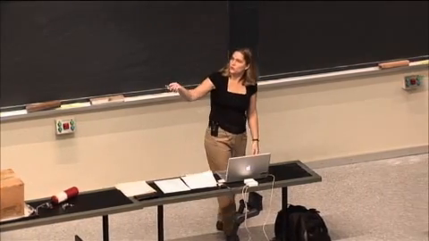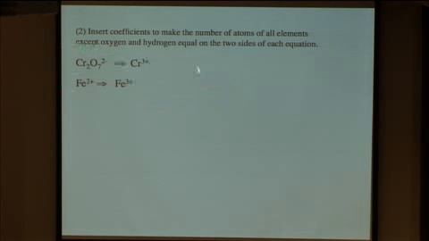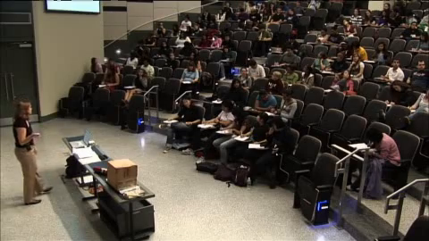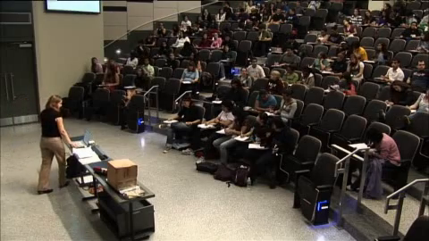But what do we need to do up here to balance our non-oxygens? We need to add a what? A 2. So we need to add a 2 over here, 2 chromiums here, 2 on the other side. What about for iron? Nothing. All right, so that was pretty simple.